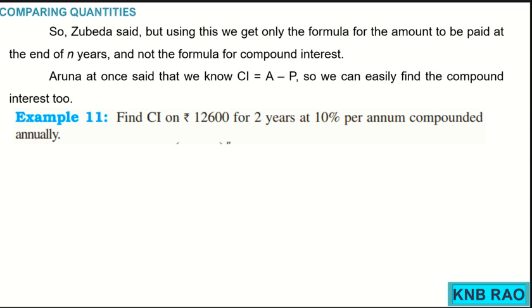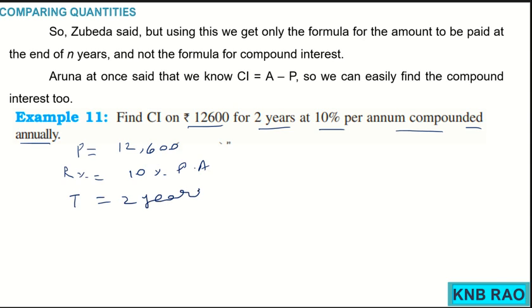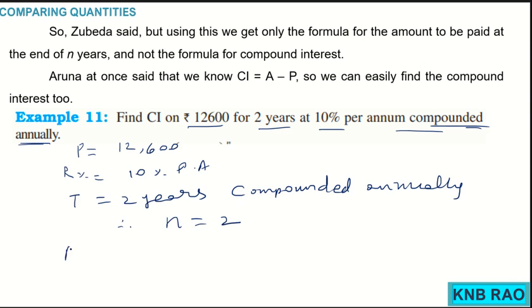So, coming to the example, here the compound interest on rupees 12,600 for 2 years at 10% per annum compounded annually is to be calculated. Here the principal is 12,600, the rate of interest is 10% per annum, and the time period is 2 years, and compounded, very important children, compounded annually. Here you have to observe very carefully whether it is compounded annually or not. Therefore, if it is compounded annually, n becomes 2, and from the formula, amount equals principal into 1 plus rate of interest by 100 raised to the power n.